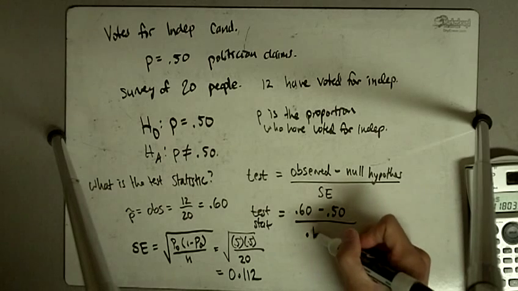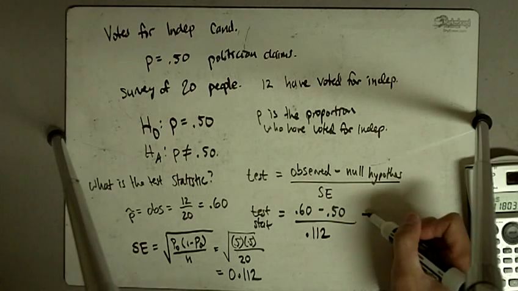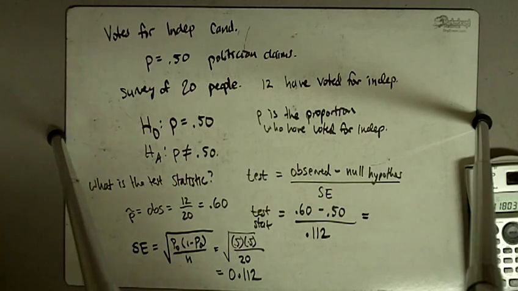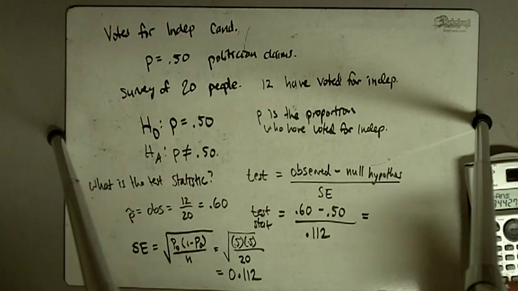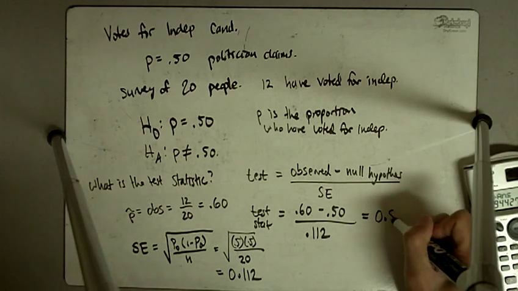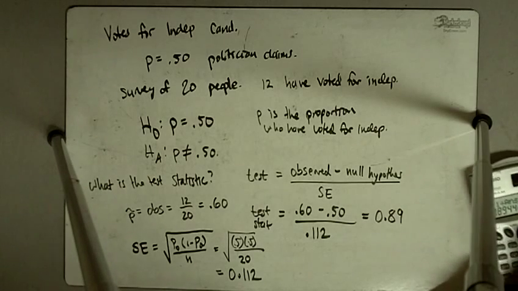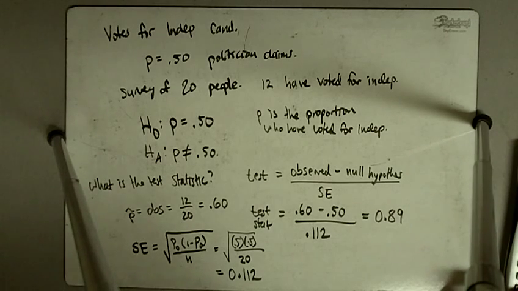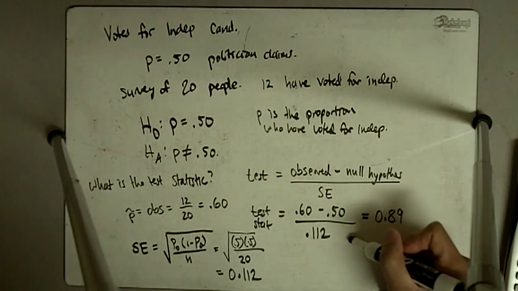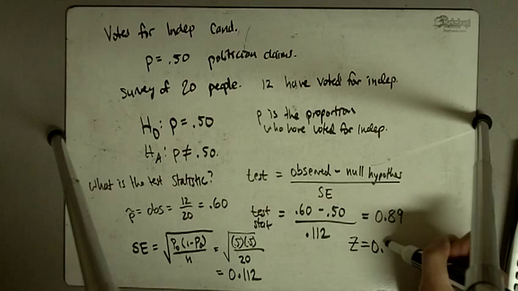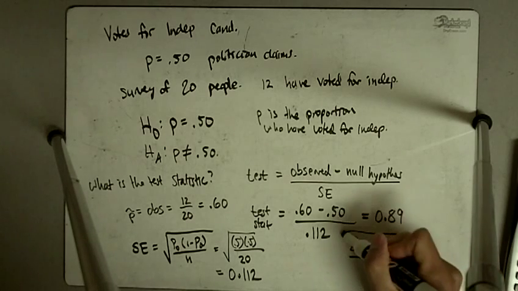So I'm going to divide by 0.112, that's my standard error. This gives me 0.89. So my test statistic is Z equals 0.89.